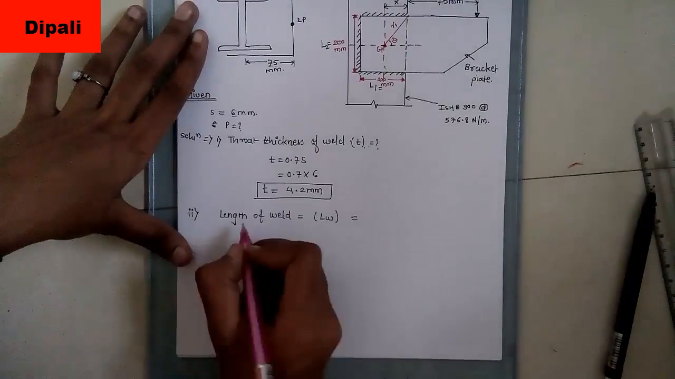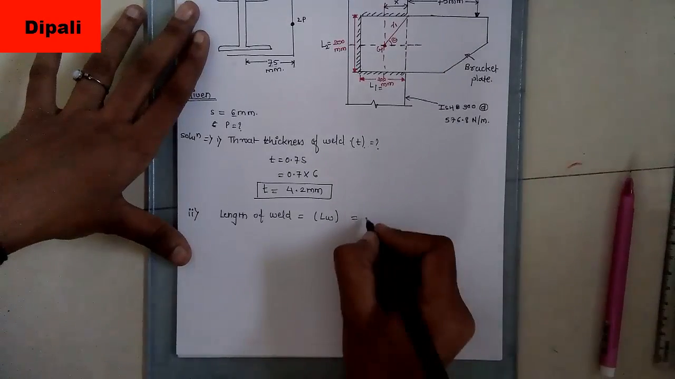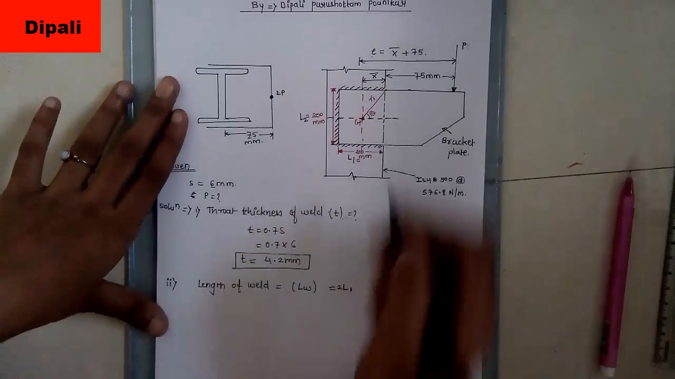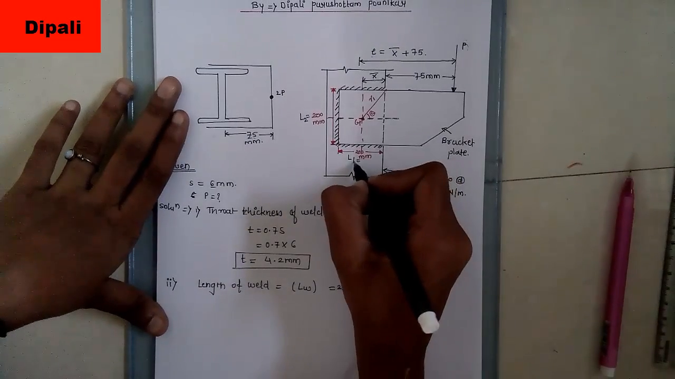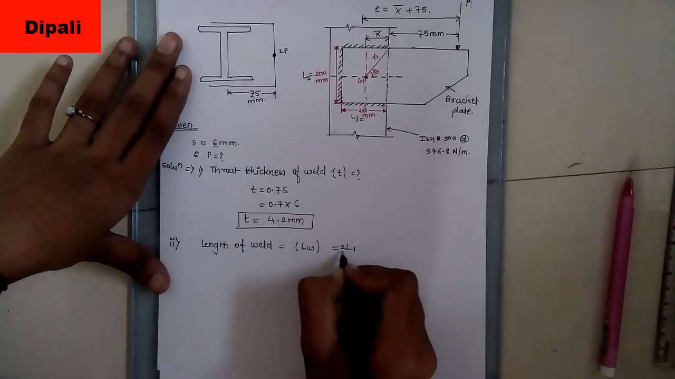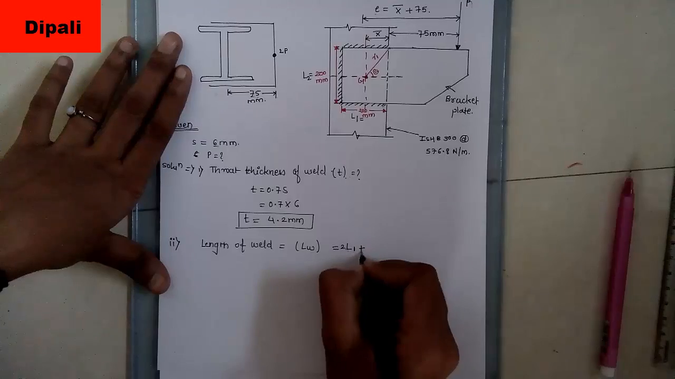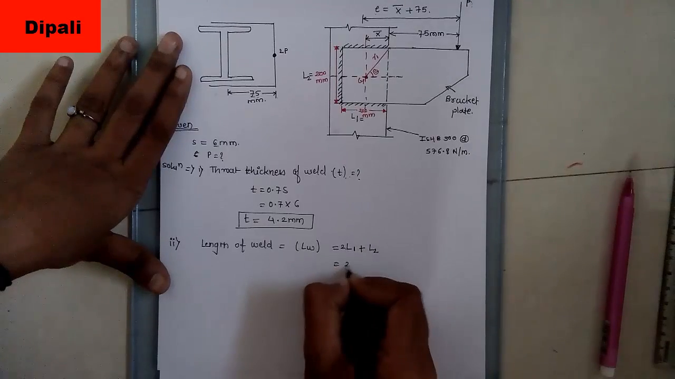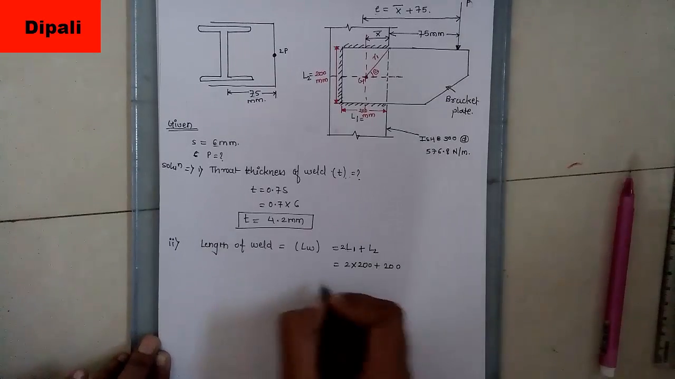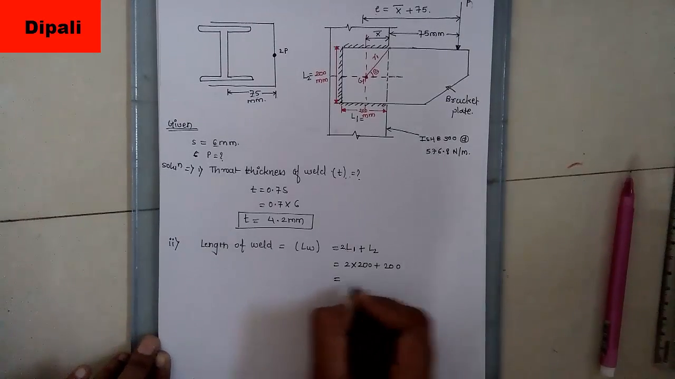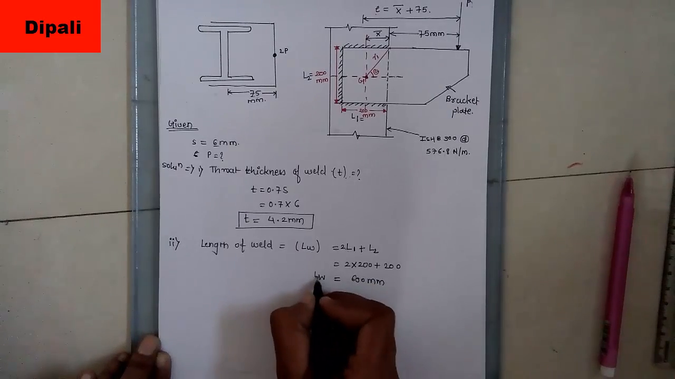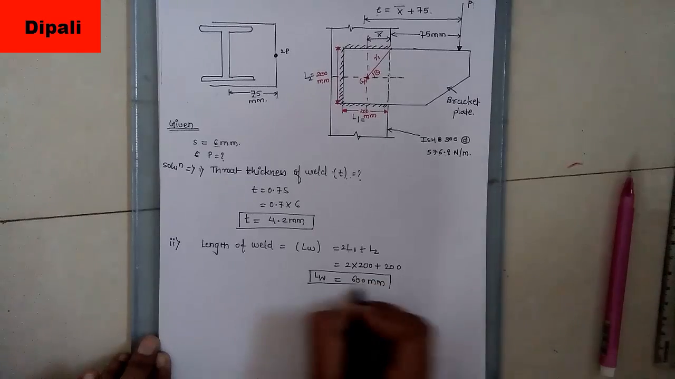Length of weld is L1. The parallel side is also L1, so we multiply it by 2, plus L2: 2 into 200 plus 200. After calculation we get 600 mm. The length of weld, LW, equals 600 mm.